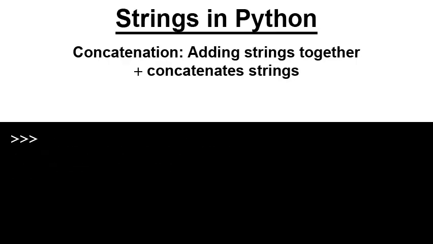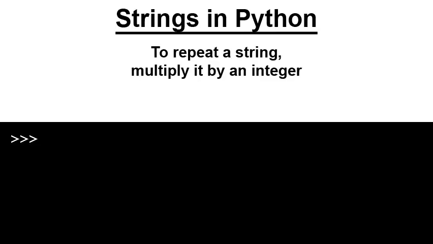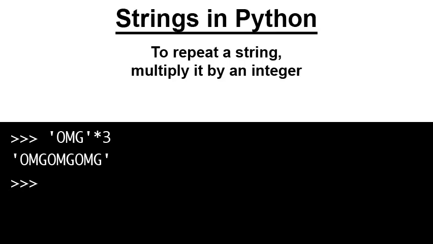Now, if we include numbers in the strings and add them together, they won't be processed as integers. If you type in "2" in quotes, plus "2" in quotes, and hit return, the result will be the string 22. Strings can also be multiplied by integers, and this will repeat the string that many times. If you type in "OMG" in quotes, then the asterisk for multiplication, and then the number 3, not in quotes, and hit return, it prints the string OMGOMGOMG.